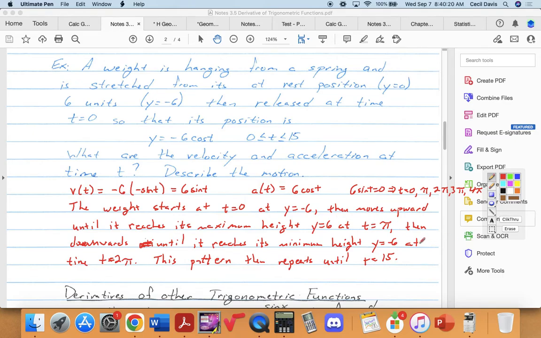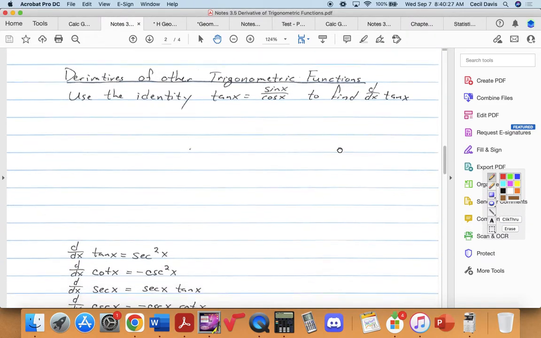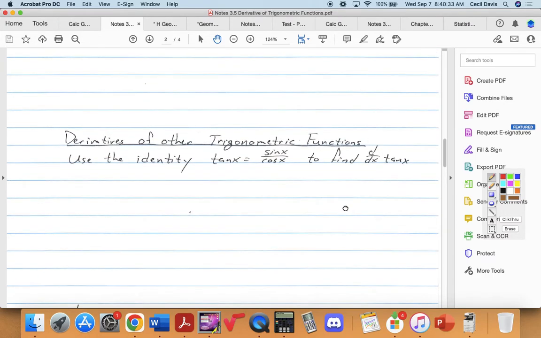Okay, questions about this? So similar to what you were doing on last night's, just with trig. All right, so if you know the derivative of sine and cosine, you can figure out all the other ones really quickly without a horrible proof like the one that we did a minute ago.